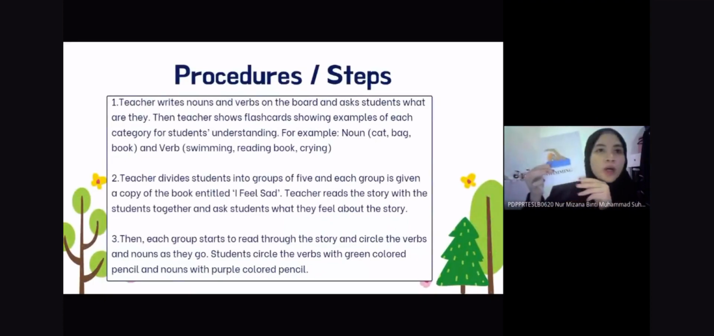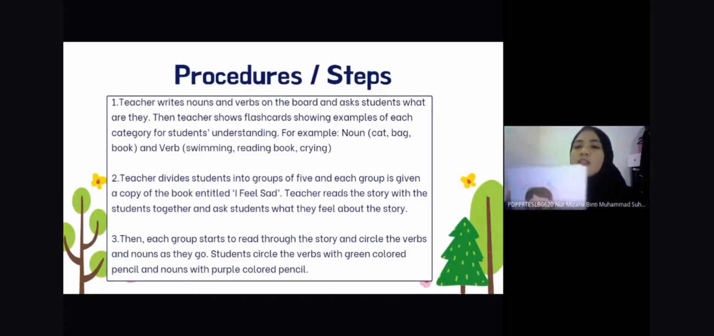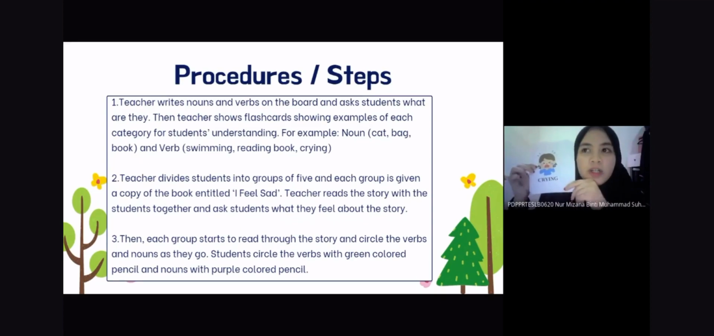So what are the examples of verbs? The first one we have swimming. Swimming is a verb, right? Very good. Second one we have crying. Crying is also a verb. Are you sure? Yes, it's a verb. And the last one we have reading book. Reading book is also a verb.